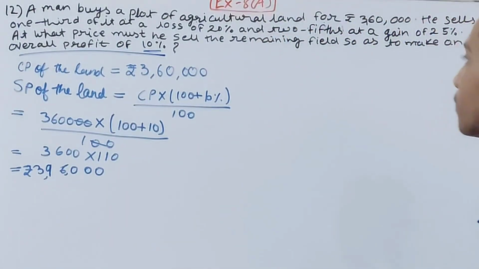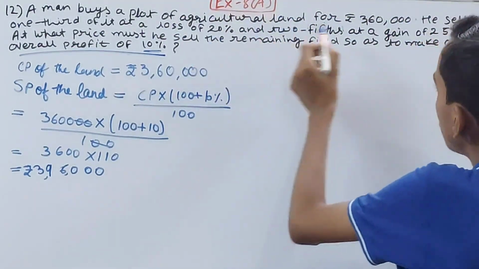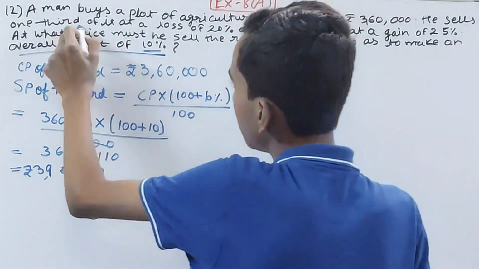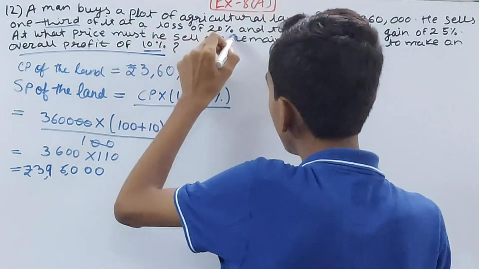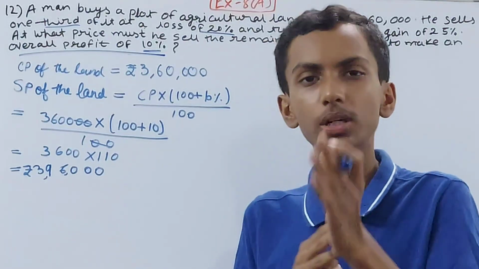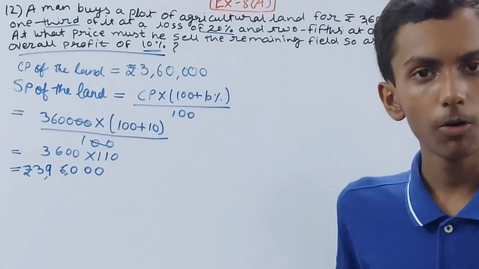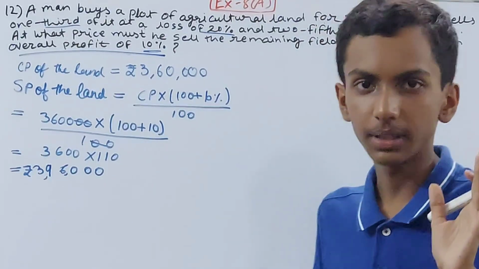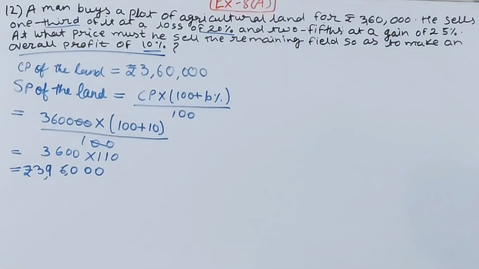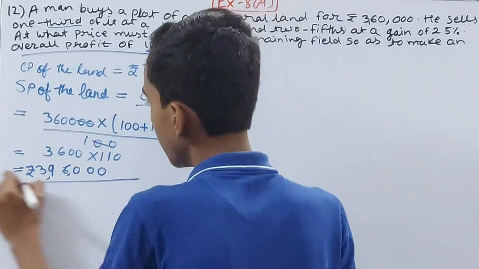Now look here, we will read the lines in between. So he sells one third of it at a loss of 20%, right? So he divided that land and sold it separately. One third of that he has sold at the loss of 20%. Okay, very good. So let's see here. Let's write down. This is the CP of the entire land.